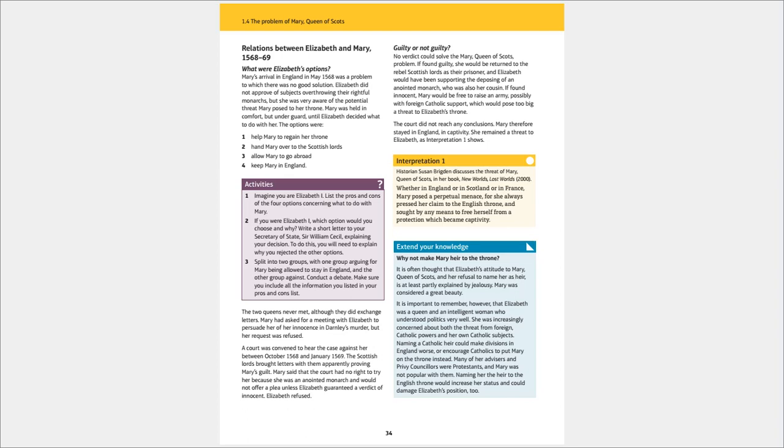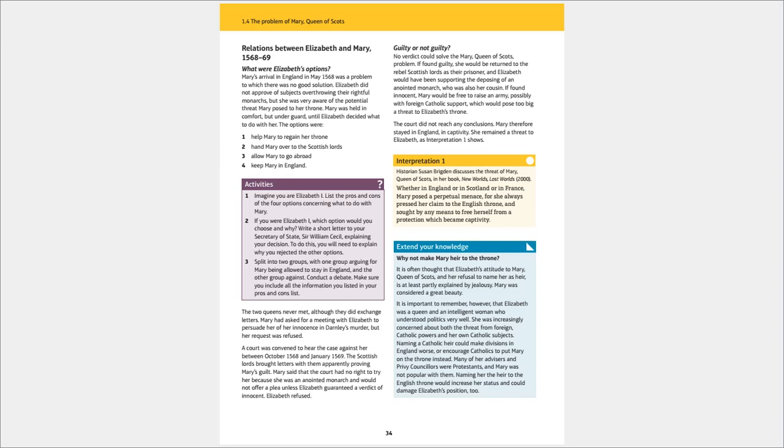It also links, I think, to one of the other problems that Elizabeth had back in lesson 2 of this sequence, which is the problem of gender. Elizabeth can see that Mary, as a woman, has been badly treated, has had a terrible time in the relationships she's had, and has been exploited and damaged by those relationships. And as a fellow woman, I think Elizabeth has sympathy with Mary, Queen of Scots, which is maybe why she hesitates to act in a decisive way for so long.